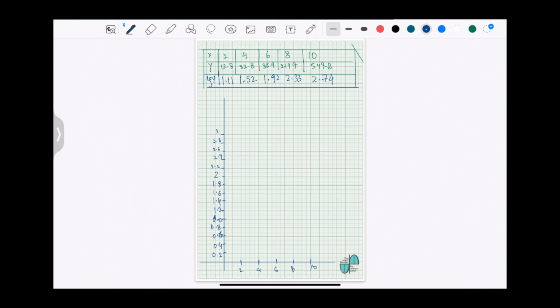Now let's start plotting. At 2 I have 1.11, somewhere here. At 4, 1.5. At 6 I have 1.92. At 8 I have 2.33, somewhere here, and at 10 it is 2.74.